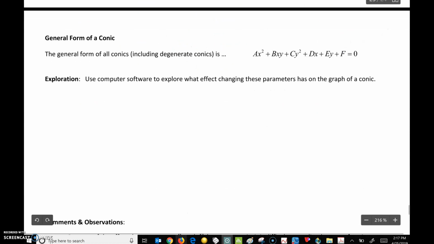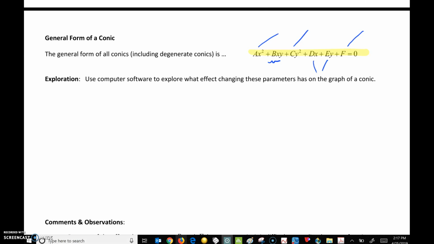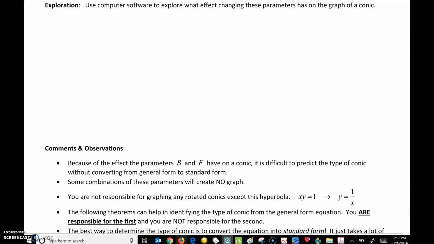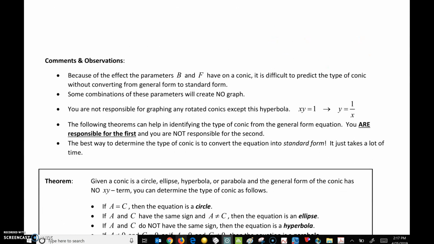My bad. So this is the general form of a conic, and we did talk about this in class. We tried to give you an illustration to tell you what the A does, what the C does, what the D and E do, what the F does, and then what this B term does. You should know those things a little bit. Use computer software to explore. I think I did that in class already, so I'm not going to do that. Comments and observations. Here we go.